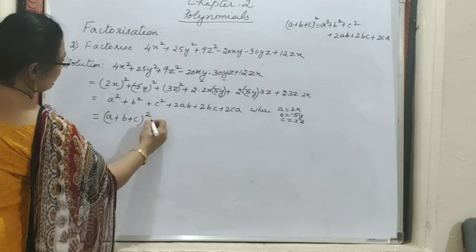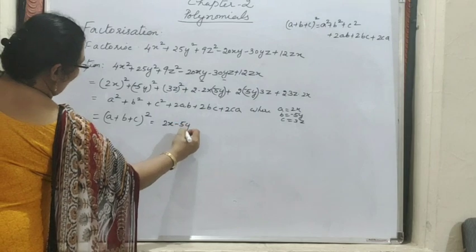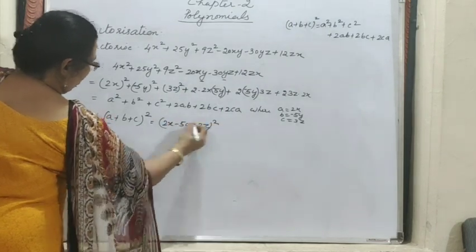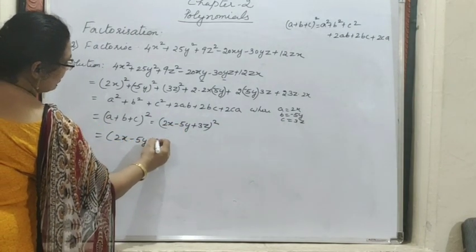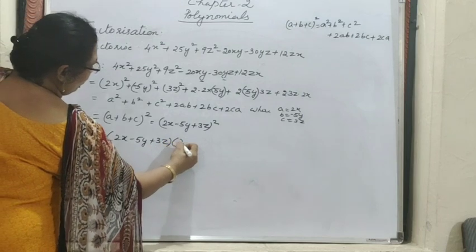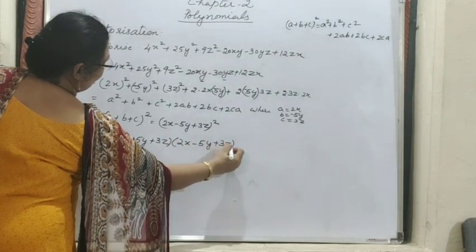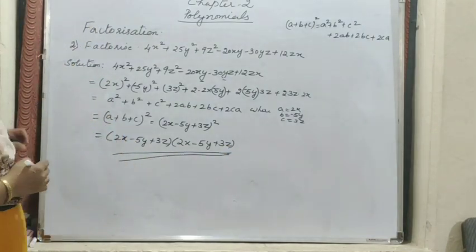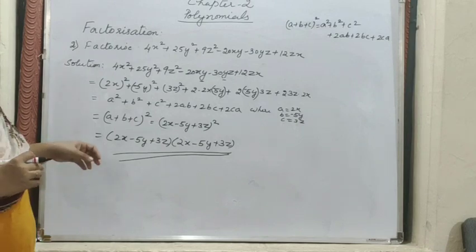That means what I can write? 2x minus 5y plus 3z whole square, or 2x minus 5y plus 3z into 2x minus 5y plus 3z. Got?